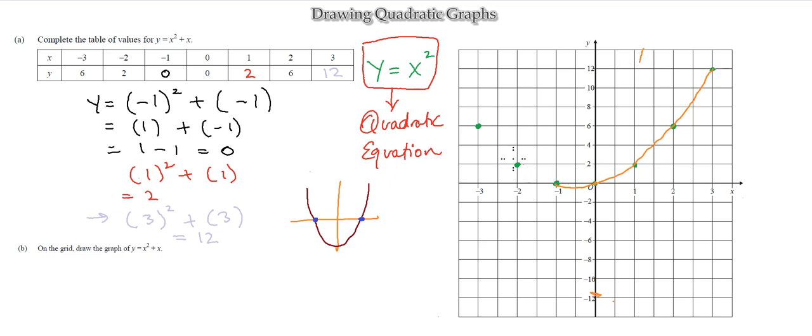Now, you can just go from here if that makes it easy, or you can just come from the top if that's what makes it easy for you. So either way, the graph will look quite nice.